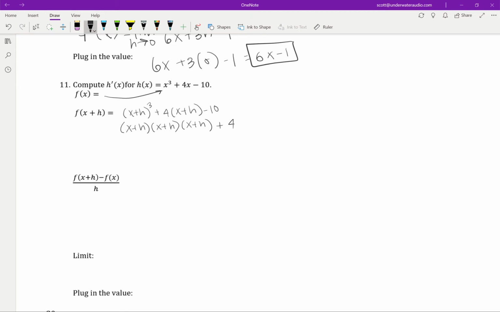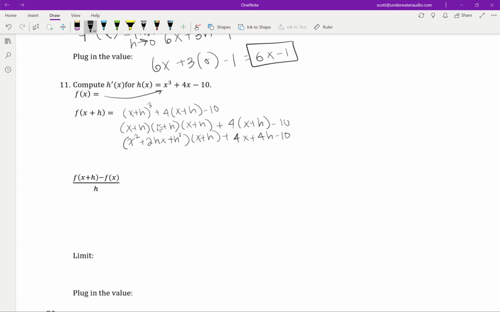Alright, and then I'm going to take a shortcut here. It's not much of a shortcut, but we've already done x plus h times x plus h so many times that I'm just going to skip to that part. We've done it twice already. X plus h times x plus h is just x squared plus 2hx plus h squared. If you're not sure if you believe me about that, you can pause the video and double check it. Alright, and then I'm going to multiply this 4 through: 4x plus 4h minus 10.